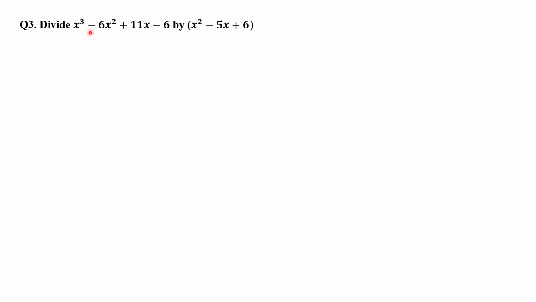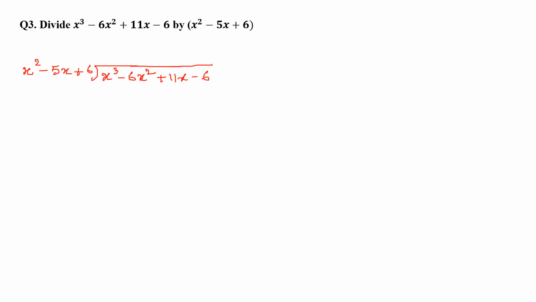Question number 3. Divide x cube minus 6x square plus 11x minus 6 by x square minus 5x plus 6. So first step we have to see whether the terms are in the descending order of the degree or not. So first is 3, 2 and then here is 1. So it is the descending order. Here also the power of x is 2 and then 1. So this is also descending order. So I don't have to do any rearrangement. I have to just start with my division. So x square minus 5x plus 6 divided into x cube minus 6x square plus 11x minus 6.